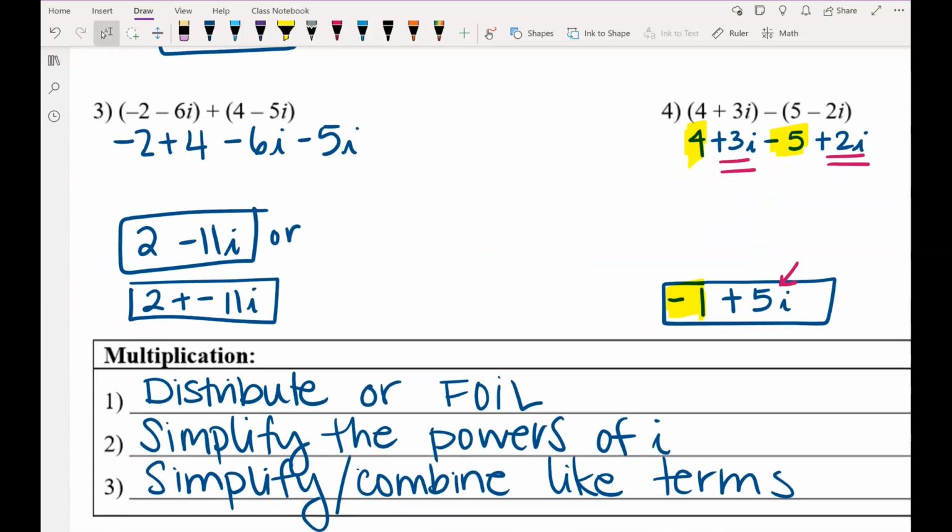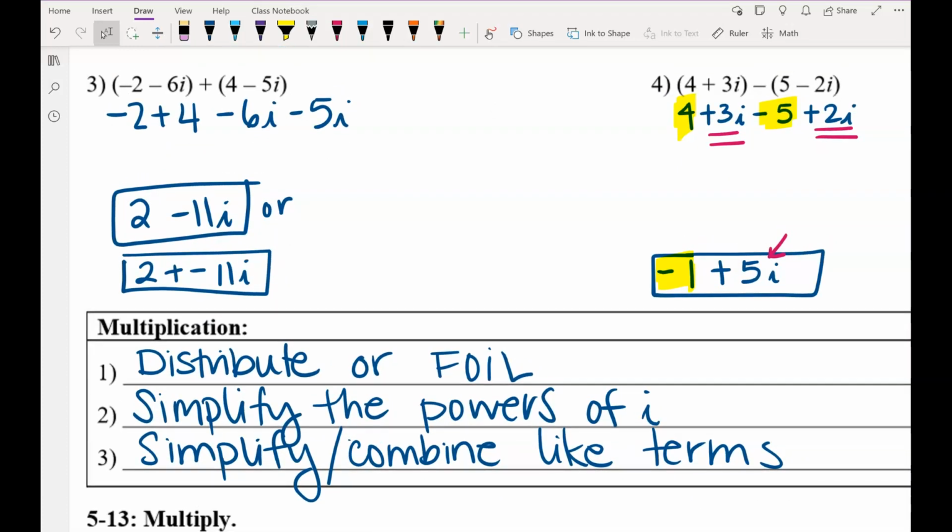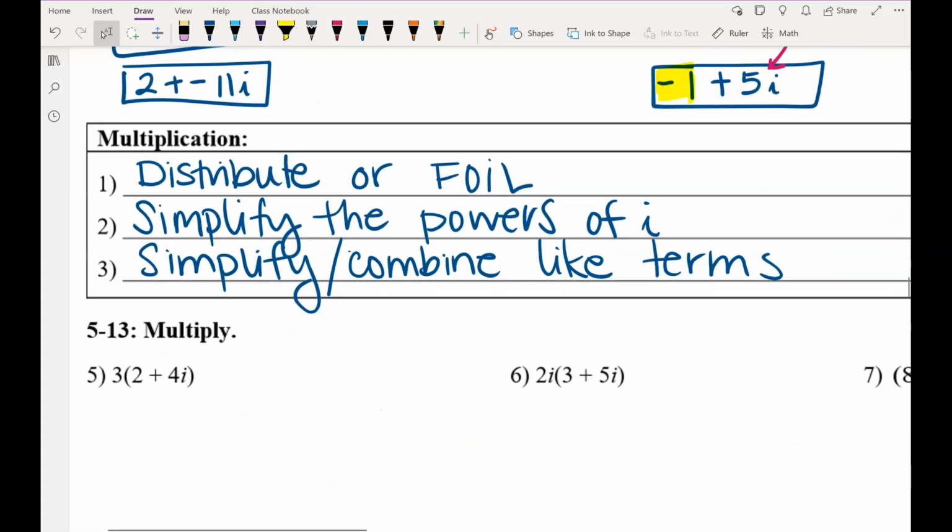All right. Next, we are about to multiply these complex numbers. So here are the steps, okay? Step number 1, you will either distribute or you FOIL. You FOIL when you have a binomial times a binomial or a binomial times a trinomial. You distribute when you have a monomial times a binomial or a monomial times a polynomial. Step number 2, once you guys are done distributing or FOILing, then you need to simplify the power of i's, okay? The power of i. And last one, combine like terms, aka find the final answer.